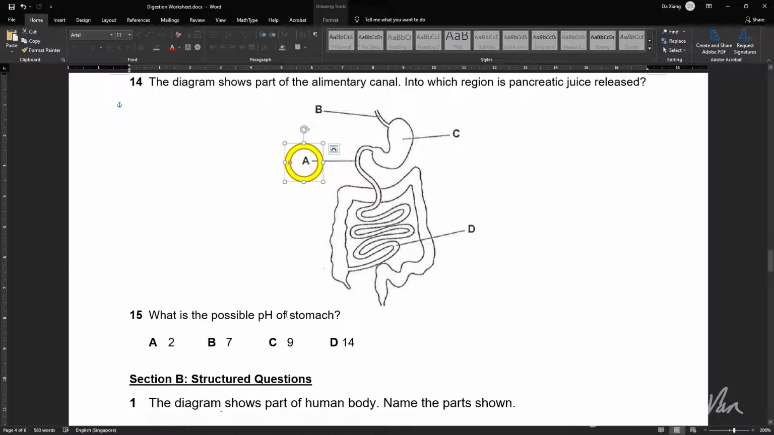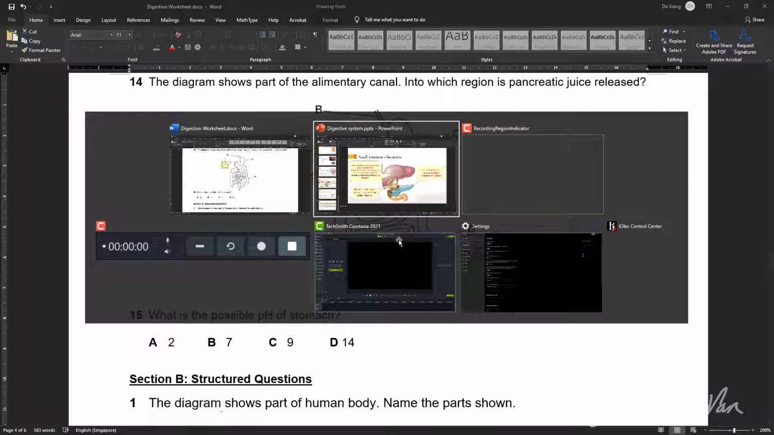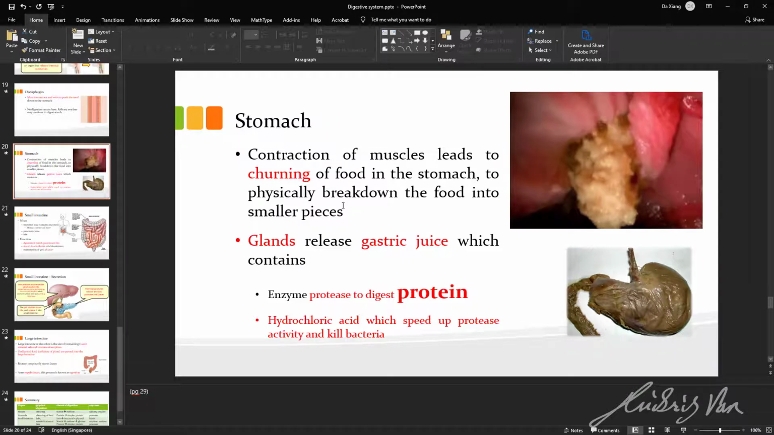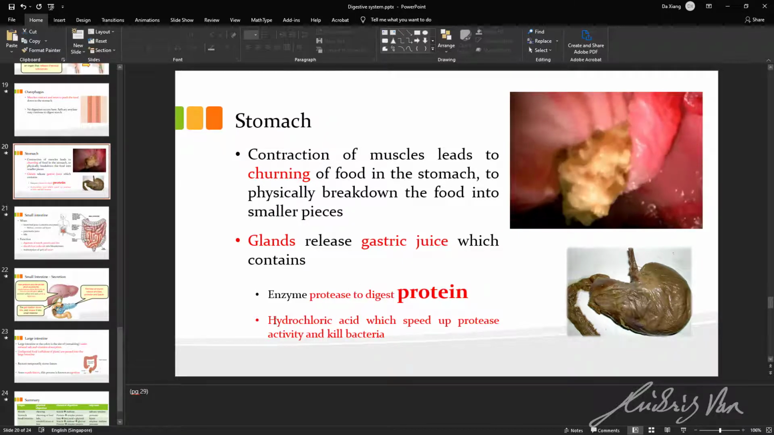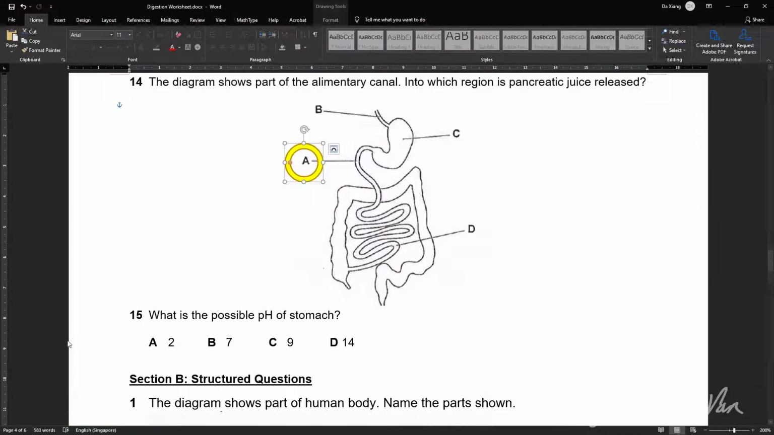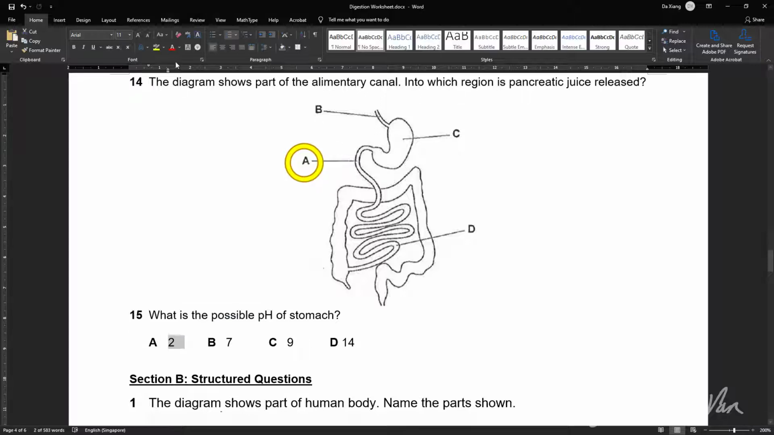Possible pH of the stomach. So if we take a look at the stomach, it contains hydrochloric acid. Hydrochloric acid is an acid, so the pH is lower than 7. So it cannot be 14, 9, or 7. 7 is neutral. So the answer is 2.